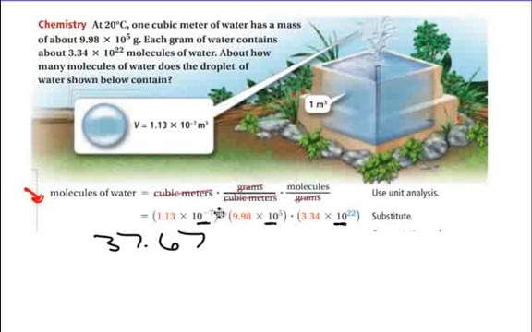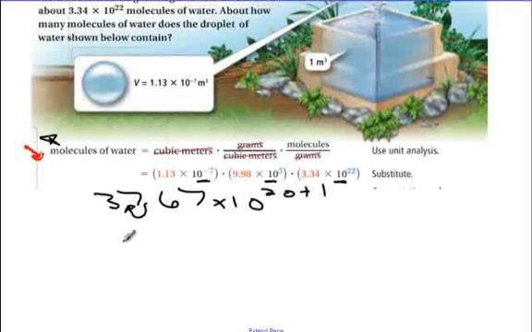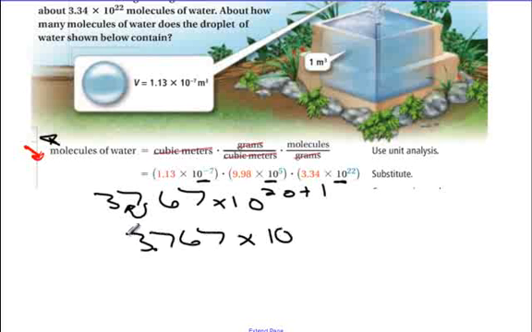And I know that my rule is to add the exponents, so this becomes negative 2, and negative 2 plus 22 gives me times 10 to the 20th. Again, I notice that my A value is too big by one place, so even though we're talking about molecules of water, carrying it over, we have exactly the same rules. It's too big by one place, so I'm going to add that on. 3.767 times 10 to the 21st. Final answer.